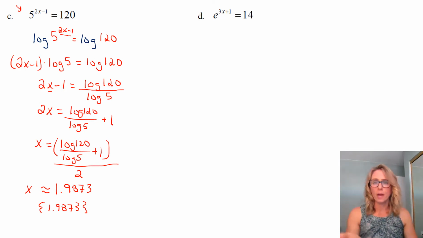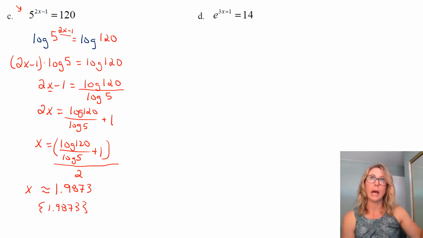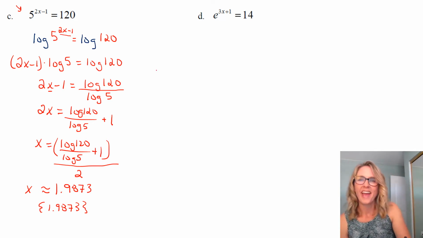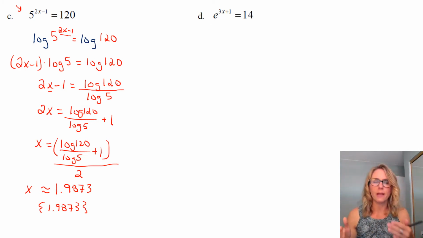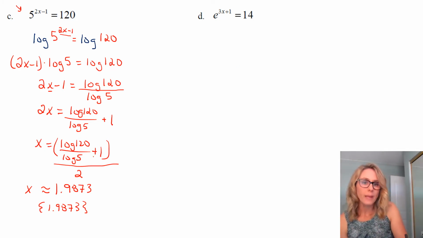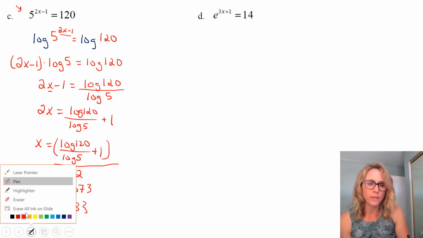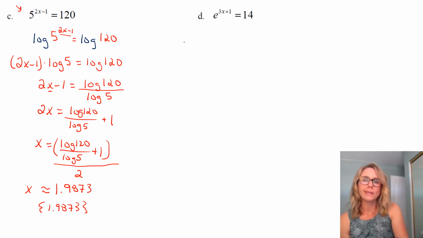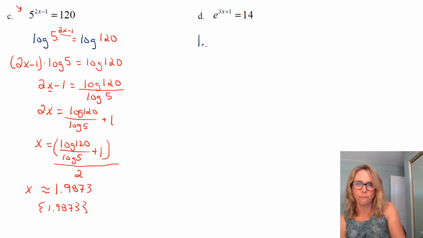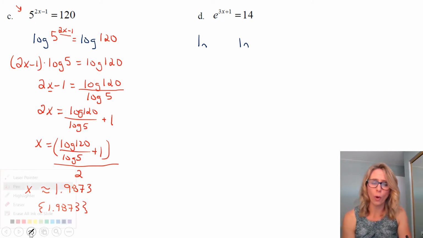Okay. And then we have D. Now you'll notice D is a little bit different because D has an e. And the only difference between something like C and something like D is the fact that instead of a 5 as your base, you have an e. But this actually kind of makes it easier because instead of using log, which we've used a couple times already, we could instead use ln. We could use the natural log. And I'll show you why that's so helpful.